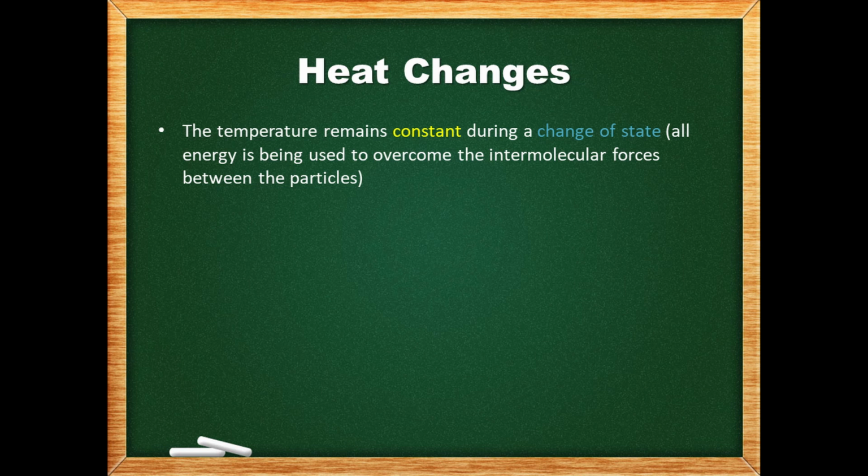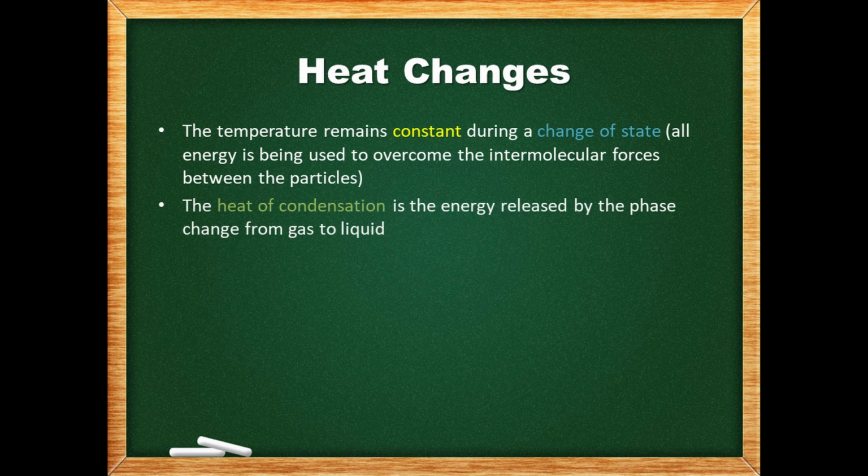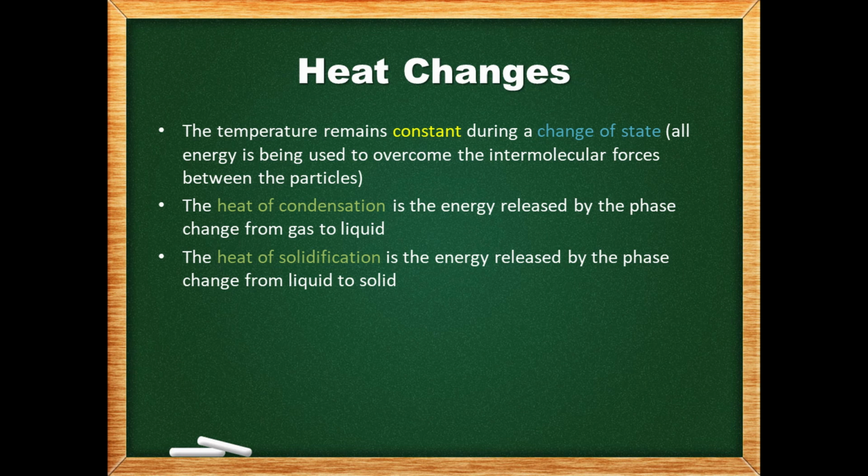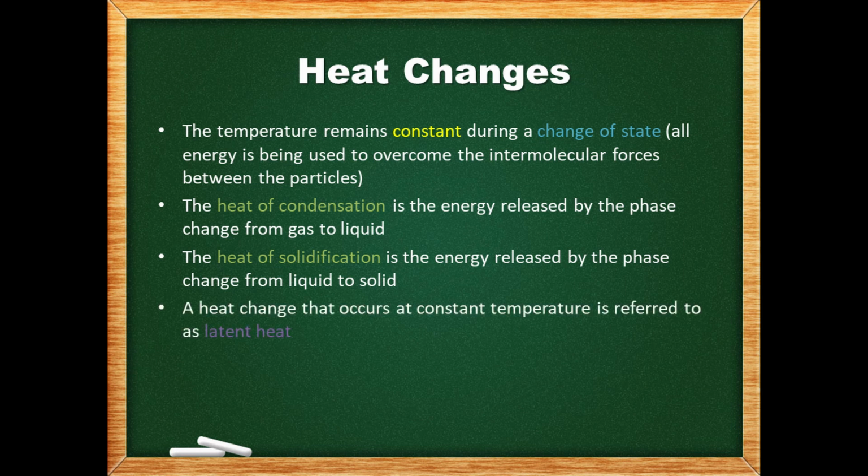The magnitude of the energy in the change is the same, but is given a negative sign since energy was released. The heat of condensation is the energy released by the phase change from gas to liquid, while the heat of solidification is the energy released by the phase change from liquid to solid. A heat change that occurs at a constant temperature is referred to as latent heat.